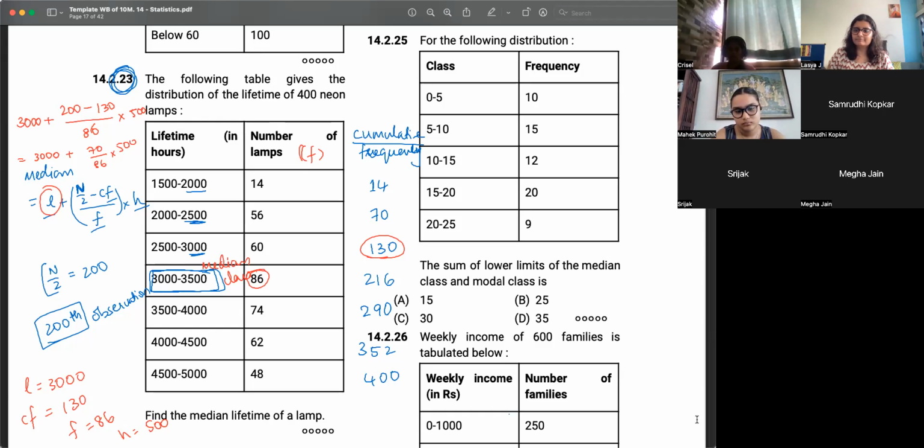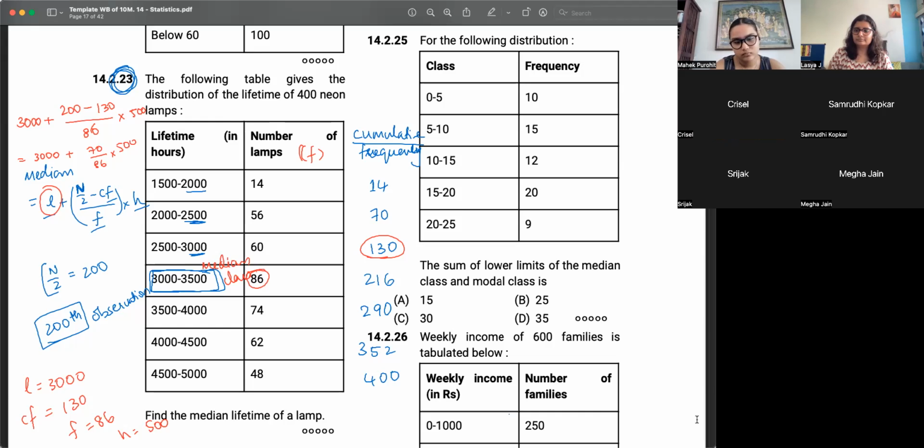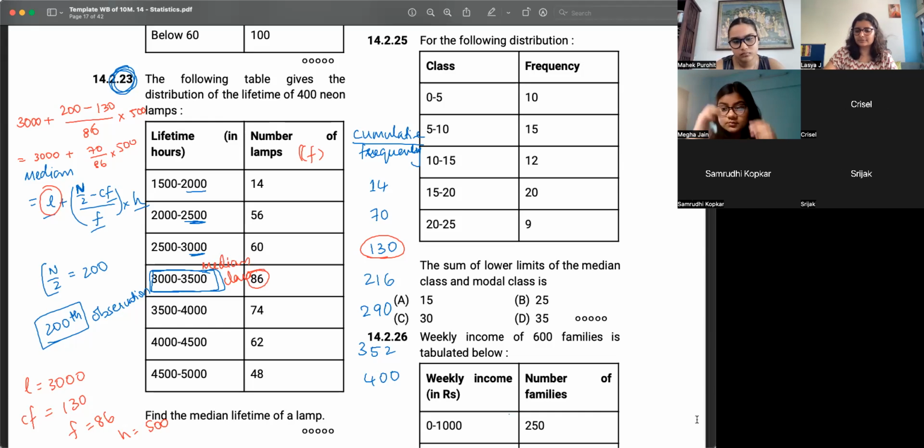Tia, are you there? Yes, ma'am. So where are you at? Calculation? Where are you? Guys, quickly. Ma'am, we have to write till 2 decimal places, right? 2 decimal places.